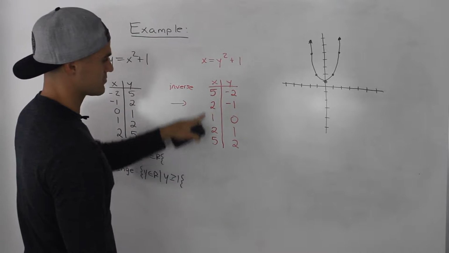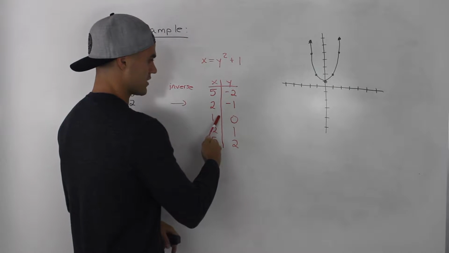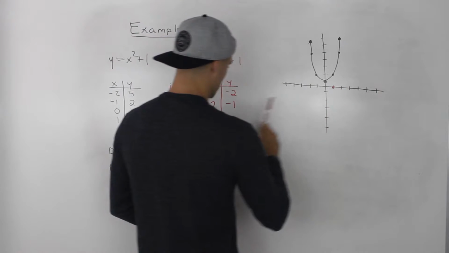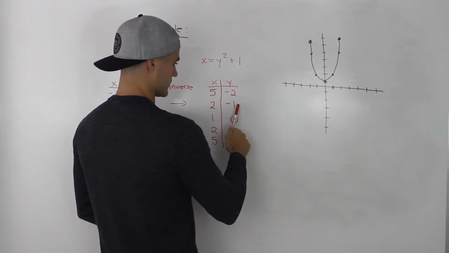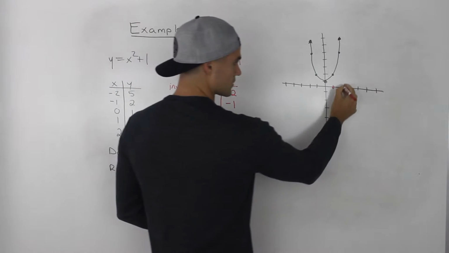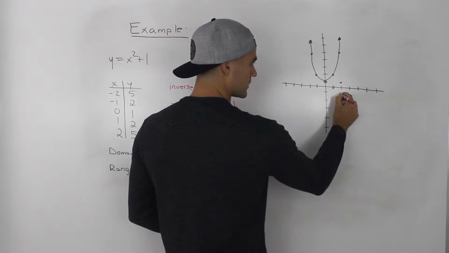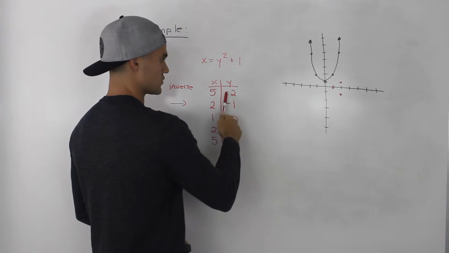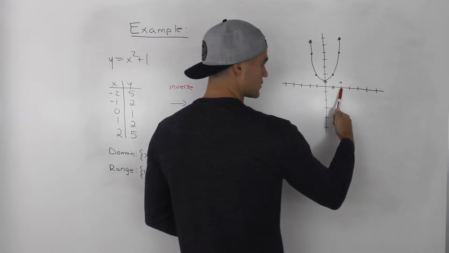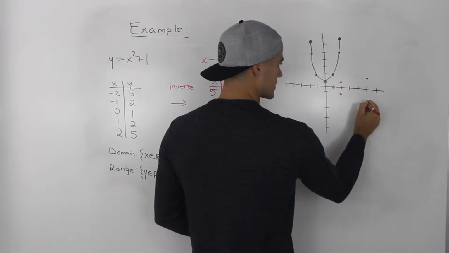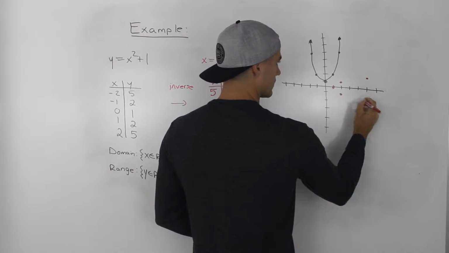And now let's plot these points right here. So let's start off with the vertex. So 1 and 0 is here. 2 and negative 1, 2 and 1. So 2 and 1 would be here. 2 and negative 1 would be here. And then 5 and 2 and 5 and negative 2. So 1, 2, 3, 4, 5. And then 2. So that's here and here.